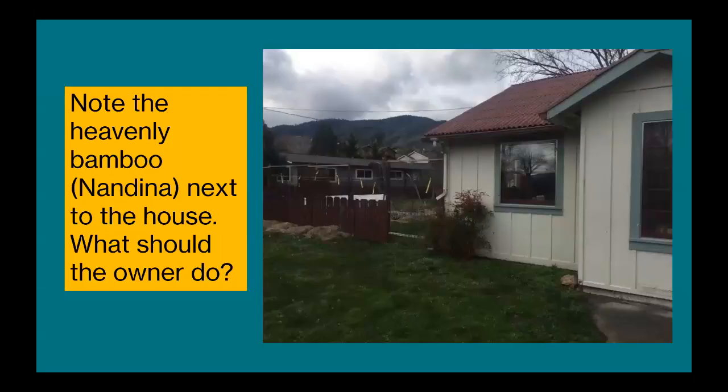So the question was, there's heavenly bamboo, which is Nandina, next to the house. What should the owner do? First, look at the house. We've already looked at this house once. We know the siding is wood. Here you can see the roof. There is a problem with the roof. The roof is metal, but it's corrugated metal with all these gaps in every single channel.